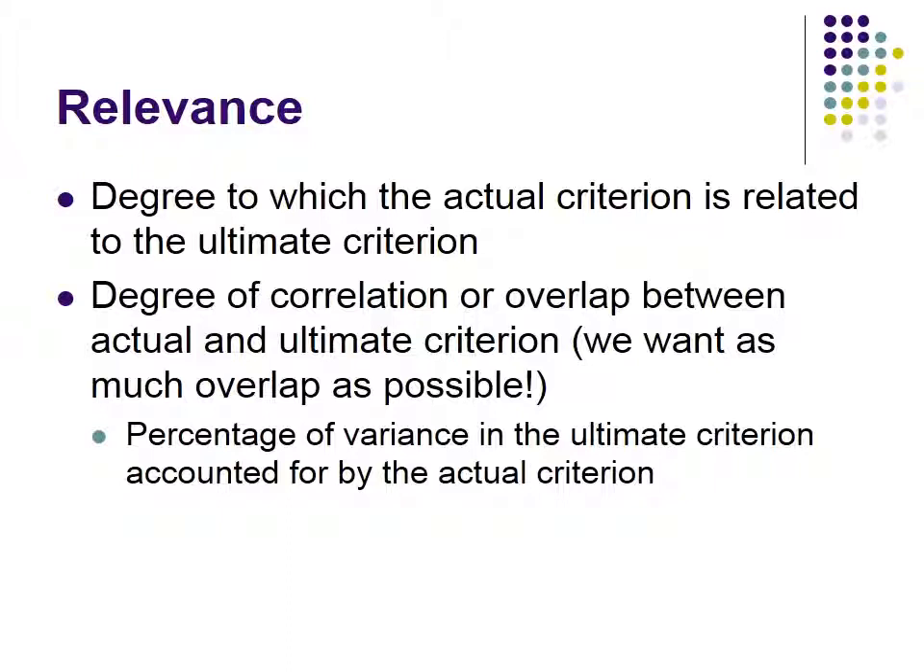And again, this is often drawing deeply from a job analysis. So it's the degree of correlation or overlap between the actual and ultimate criterion, and we want as much overlap as possible. It's a percentage of variance in the ultimate criterion accounted for by the actual criterion. And again, I want to stress, I just used the words correlation, overlap, and variance. We're not actually measuring these. We're estimating them. We're guessing at them. We're basically thinking about what all is in the ultimate criterion and how many of those items we captured in our actual criterion.